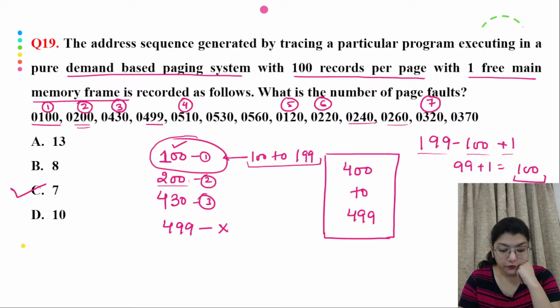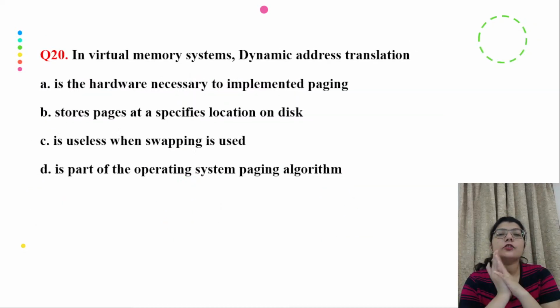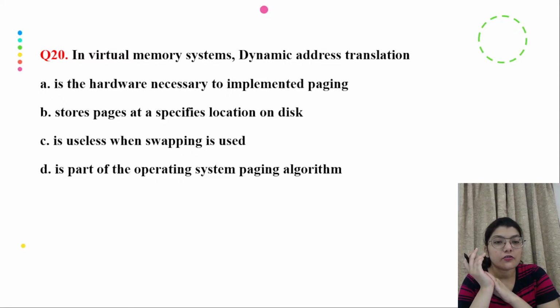Now, moving on to the next question. In virtual memory systems, dynamic address translation is what? Dynamic address translation is the hardware necessary to implement paging, stores pages at specific locations on disk, is useless when swapping is used, is part of operating system paging algorithm.